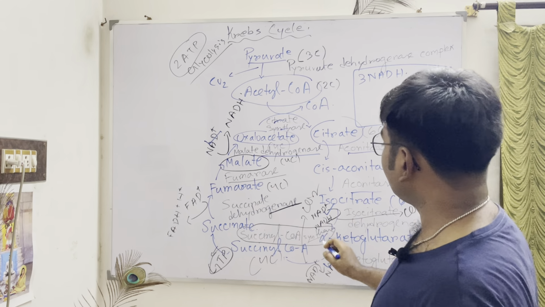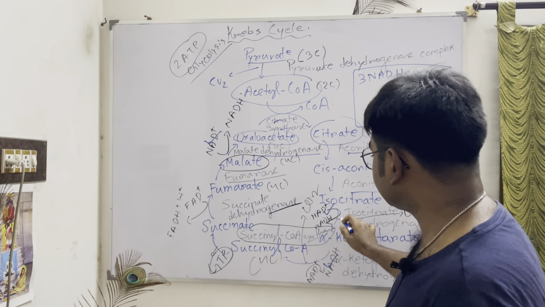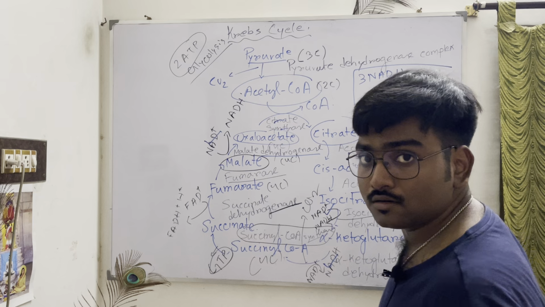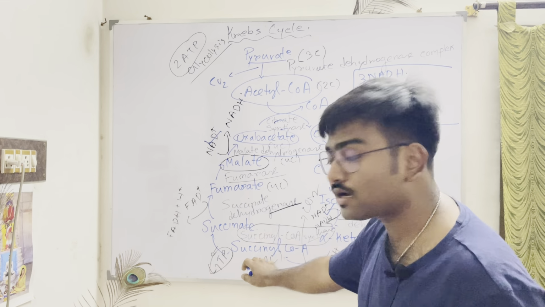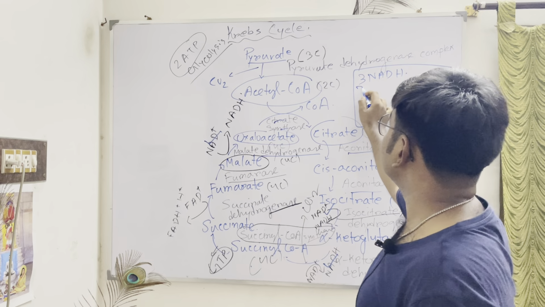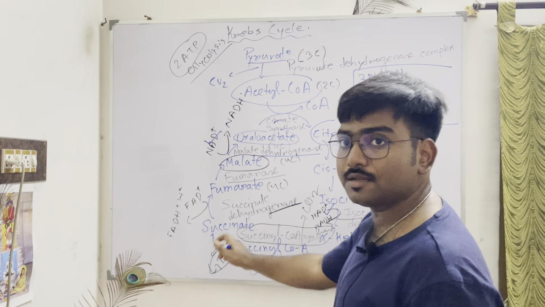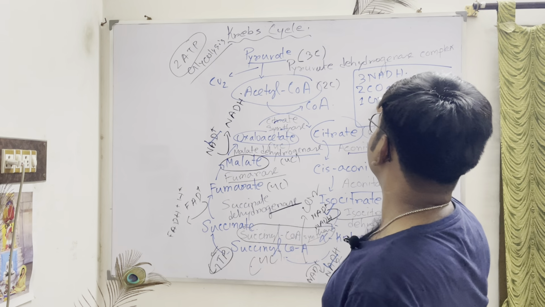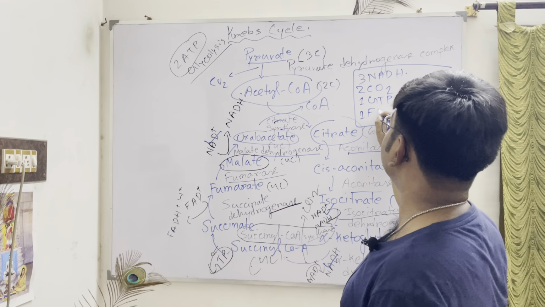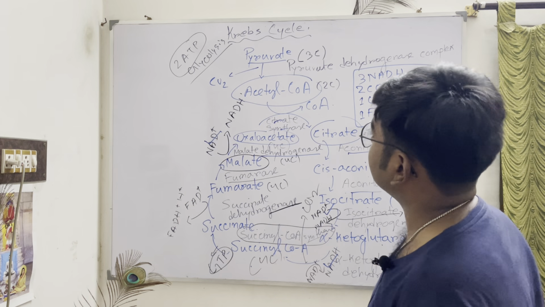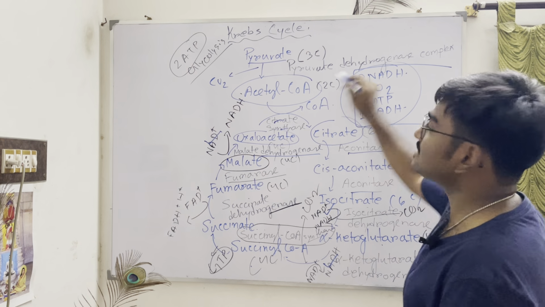Okay. How many molecules of carbon dioxide do I get? In this step, 1 CO2 gone, 6 carbon becomes 5 carbon, and 5 carbon becomes 4 carbon here. So 2 CO2 are produced. How many molecules of GTP? 1 molecule of GTP. How many molecules of FAD? 1 molecule of FADH2. So this is the product I am getting via a single turn of the Krebs cycle.